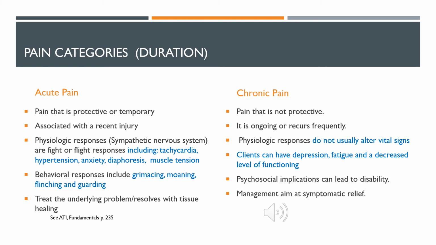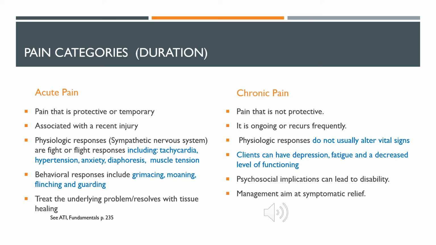as opposed to chronic pain. What I really want you to pay attention to on these next couple slides is what the patient is going to look like when they're having pain. So in acute pain, the patient's heart rate is going to go up, which is called tachycardia. Their blood pressure is going to go up, hypertension. They're probably going to be anxious. They might have some sweating or diaphoresis and muscle tension.